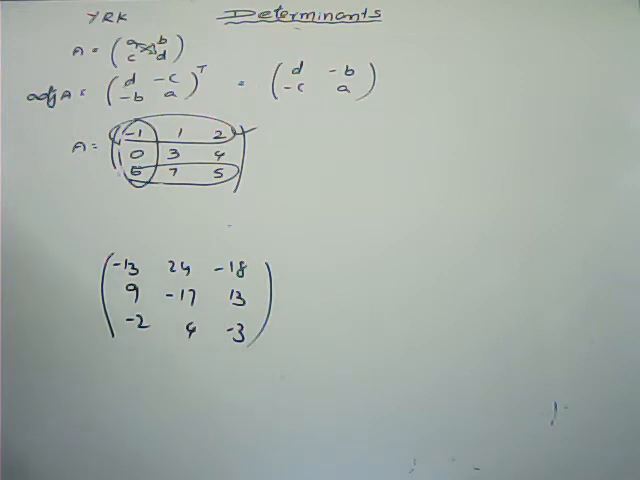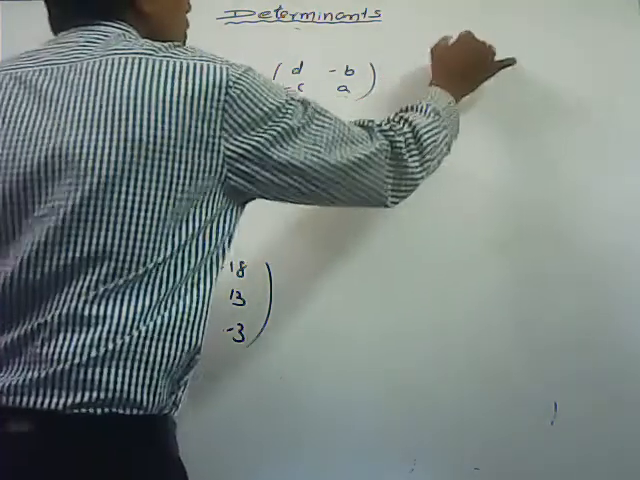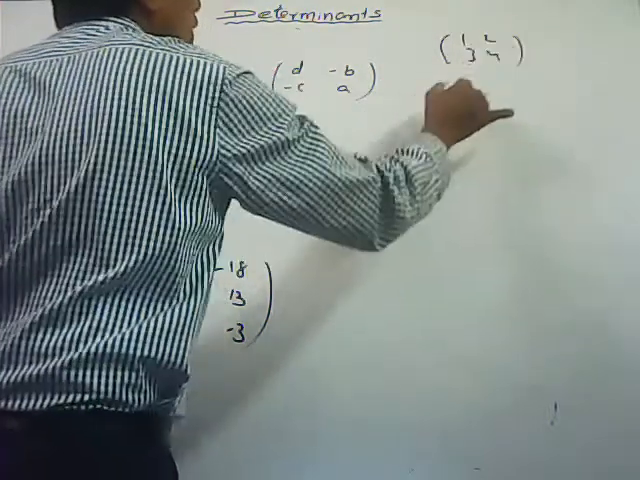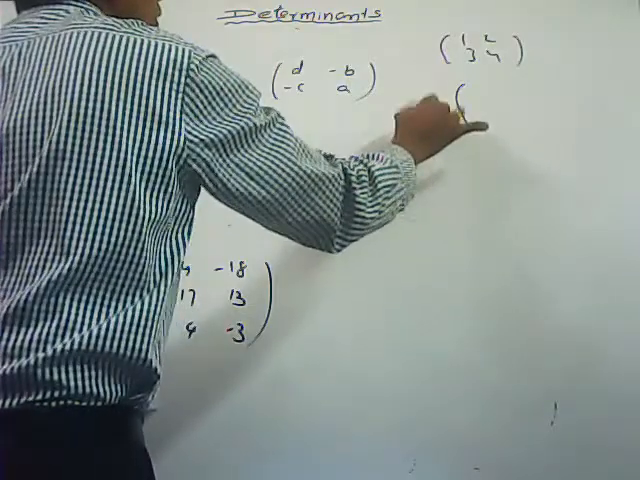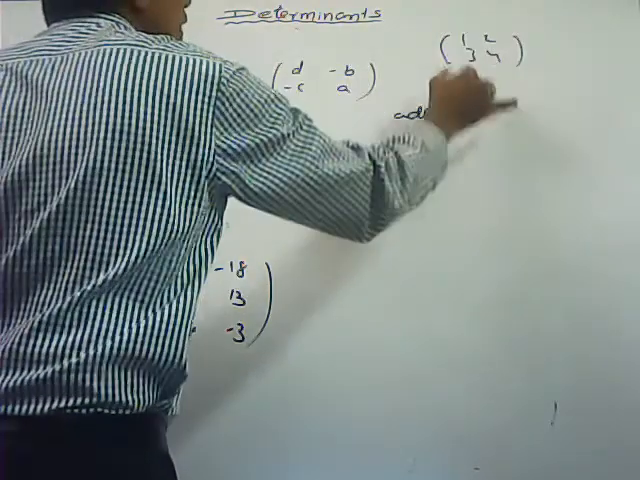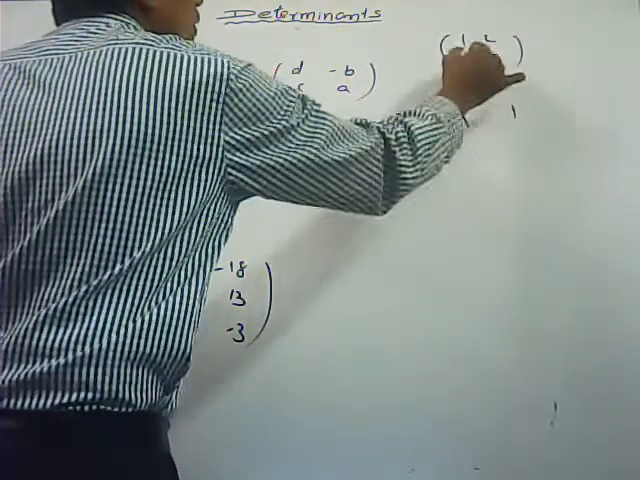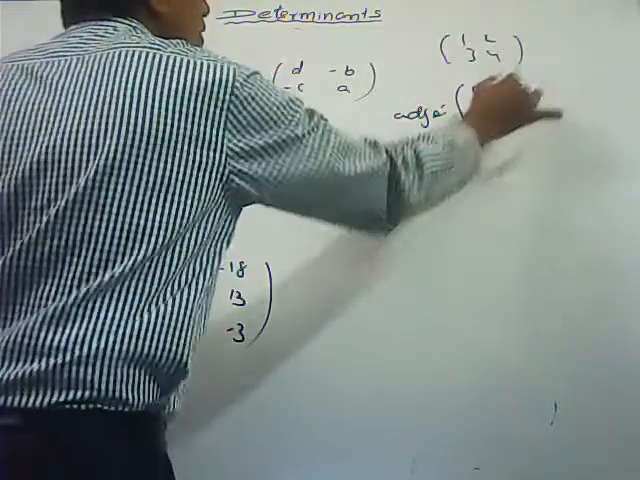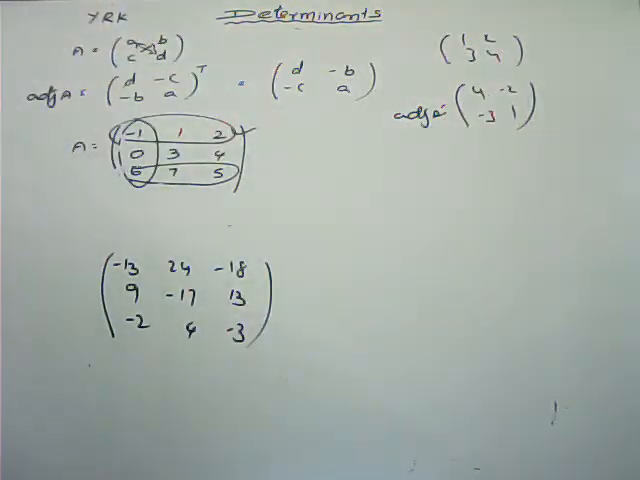If any square matrix is given, for example 1, 2, 3, 4, what is the short form? How to write the adjoint of A? That is interchanging the diagonal elements, and for the non-diagonal elements you change the sign. That is the adjoint of A.